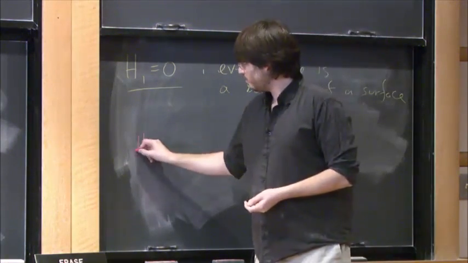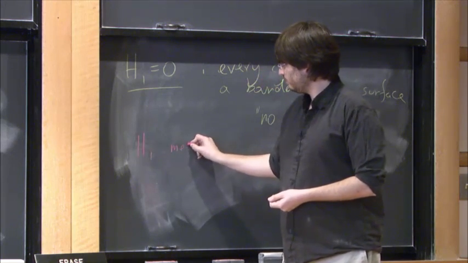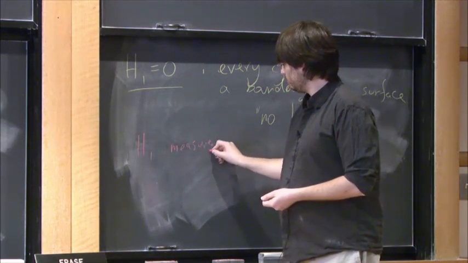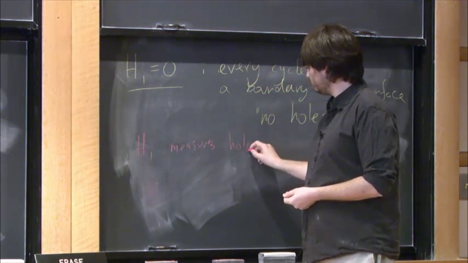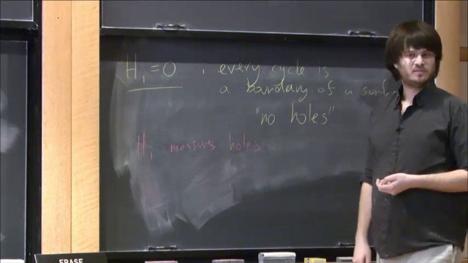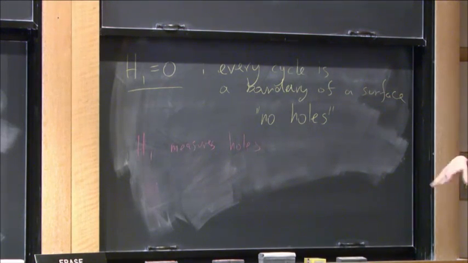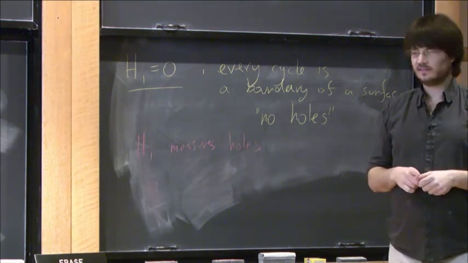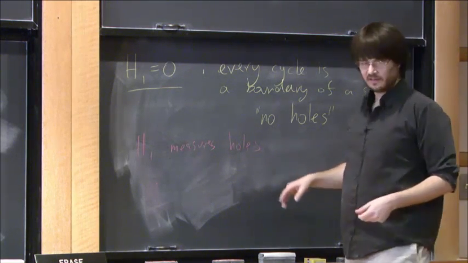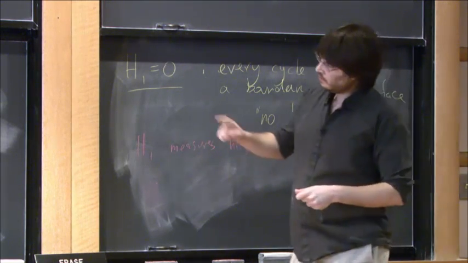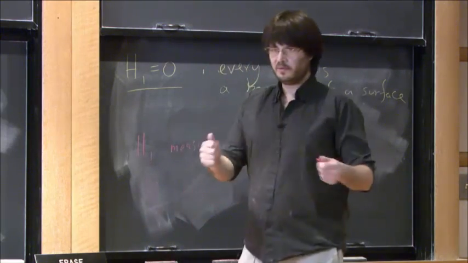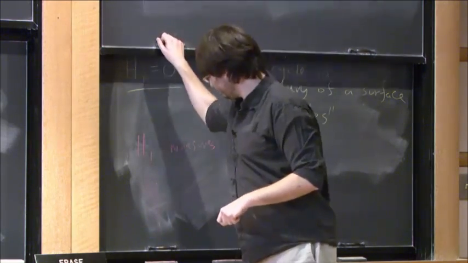So somehow H1 measures the number of holes. It could be disconnected, and then it would be the holes in all the components. It doesn't see the connectedness somehow. It only sees holes. So this is one way. And remember, we have the other way: we have cohomology.